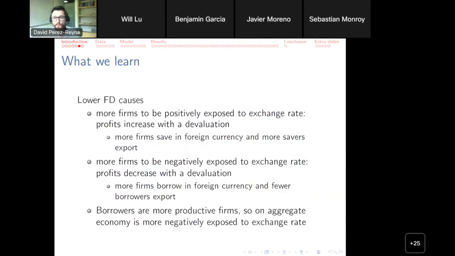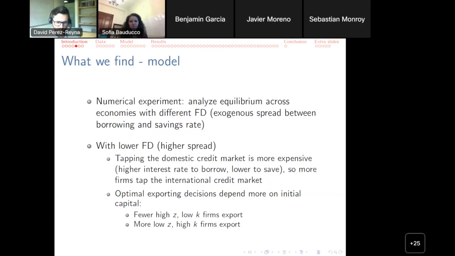So what do we learn here? What we're going to learn, yes? Just to understand what you're doing. If I understood correctly, but please correct me if not, you're doing two things. You're comparing economies with different financial development, right? And you are also trying to see what the effect of a depreciation is on these economies.